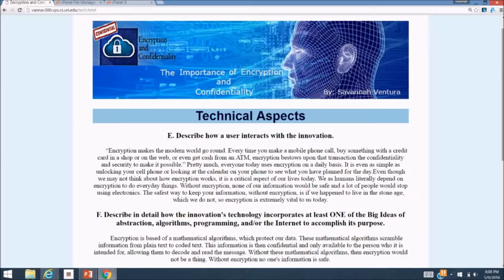Encryption is based off of a mathematical algorithm, which protects our data. These mathematical algorithms scramble information from plain text to coded text. This information is then confidential and only available to the person it is intended for, allowing them to decode and read the message. Without these mathematical algorithms, encryption would not be a thing. Without encryption, no one's information is safe.